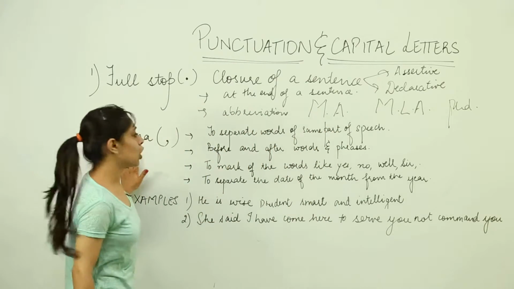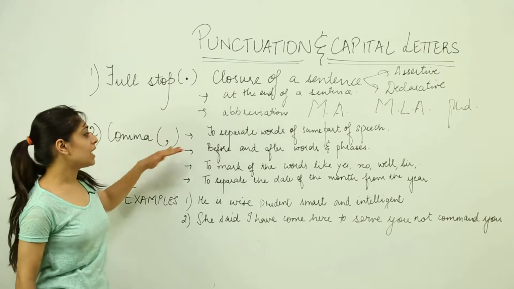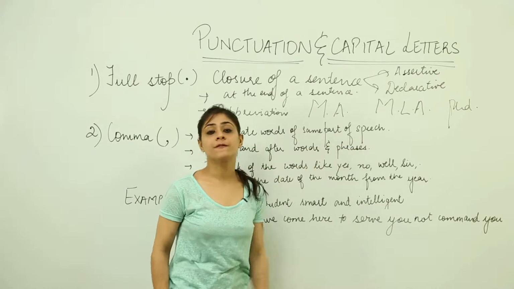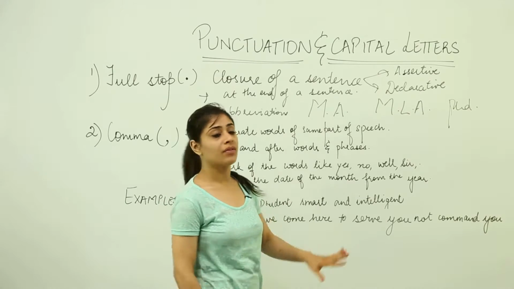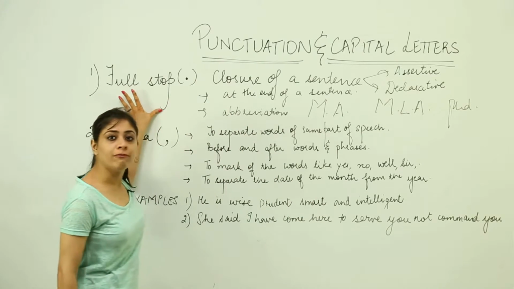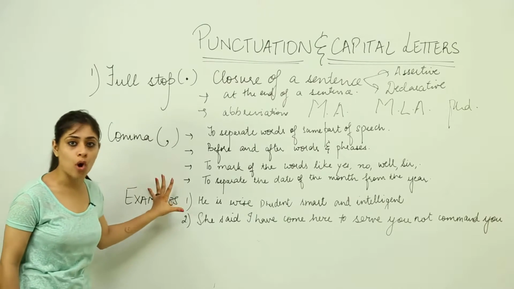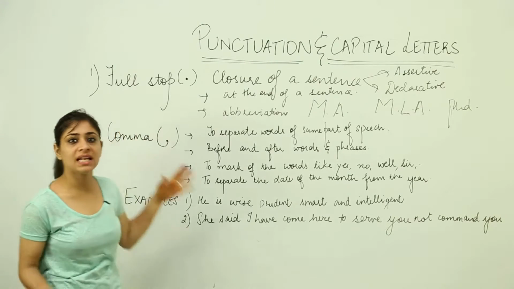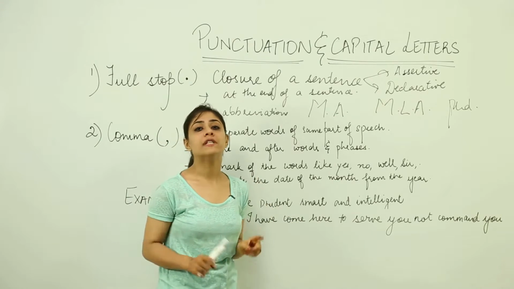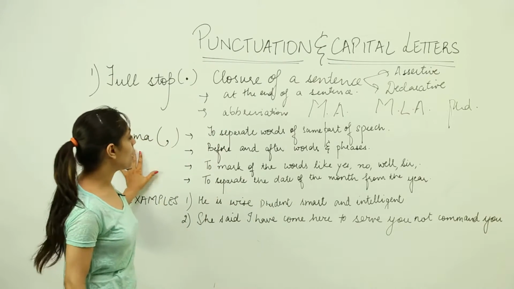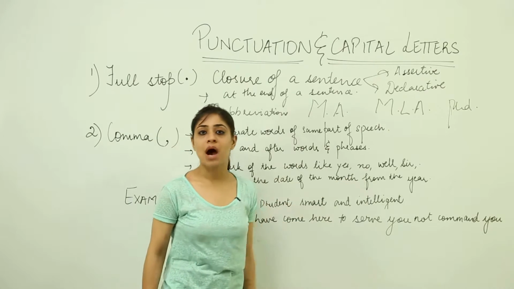Now, moving on to the comma. Comma is generally used to separate words of the same part of speech. And let's understand one thing, that the difference between full stop and comma here is that comma denotes a small pause and full stop means an entire enclosure of a sentence. So let's move to comma to separate words of the same part of speech.